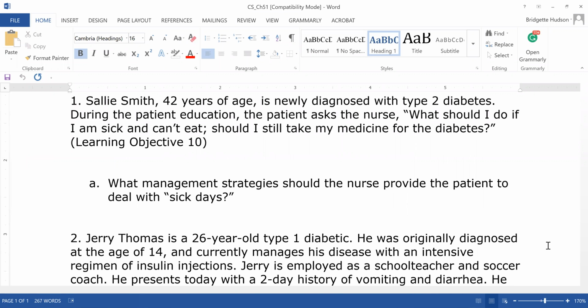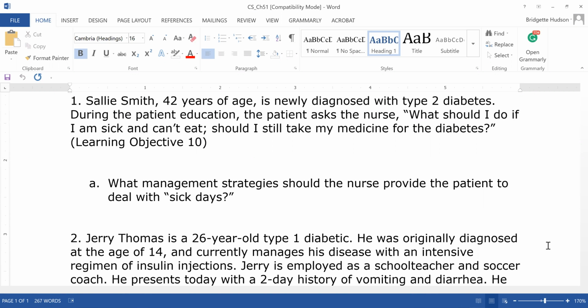All right. So what management strategies should the nurse provide the patient to deal with sick days? What should we tell the patients? They should be encouraged to have as much rest as they can, in order to facilitate the body being in a relaxed mode so as to reduce the stimulation or the secretion of cortisol.